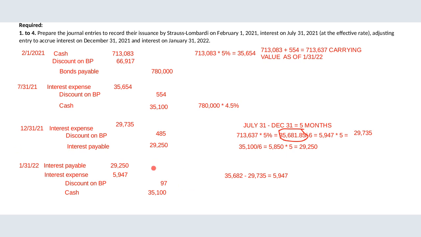Okay, so this is when we're straddling 2 years. We have to accrue on December 31st, and then we also have to reflect the payment the following period. Questions?